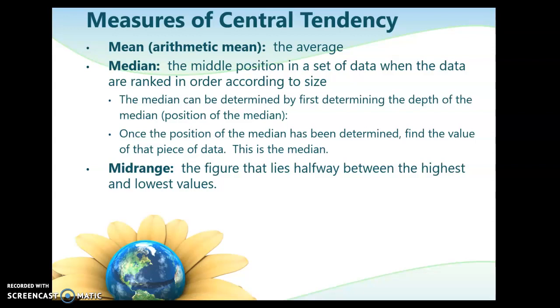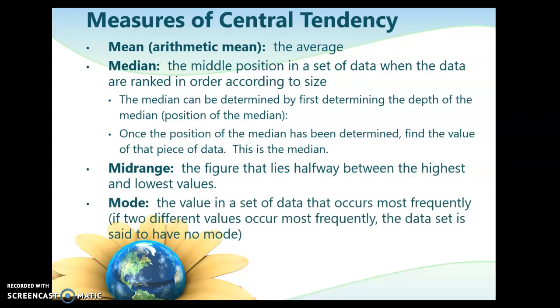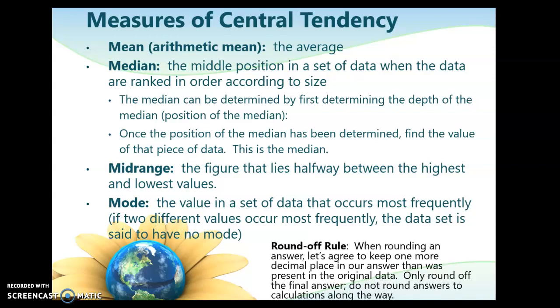Mid-range is a third measure of central tendency, and it's just as the name says, it's the middle of the range. So if the range is max minus min, it is the value that is right halfway in between the max and the min, or highest and lowest. And the mode we've mentioned is the one that occurs most frequently. And if 2 different values occur most frequently, we say that the data set does not have a mode.